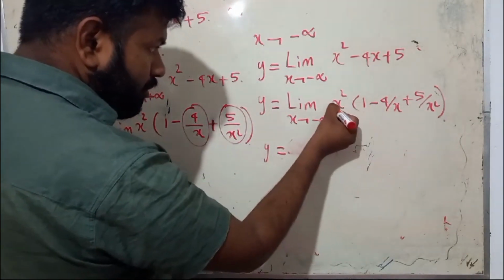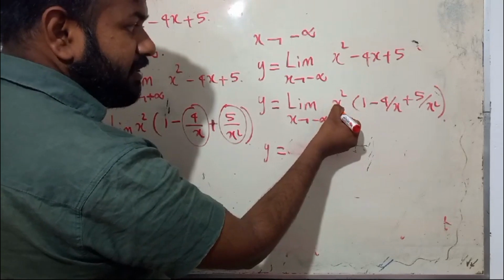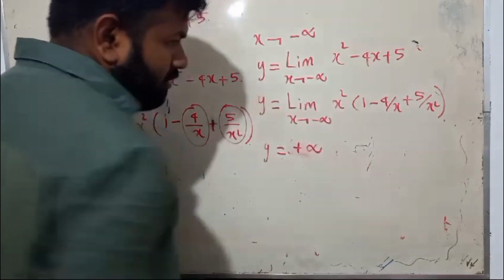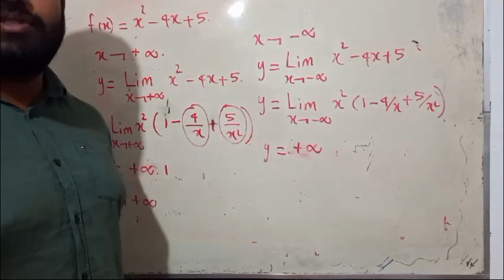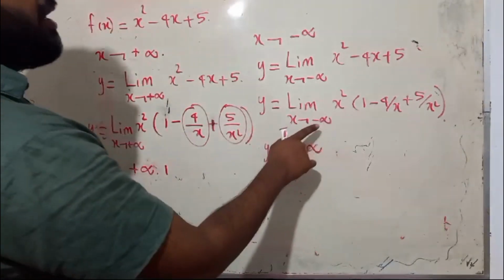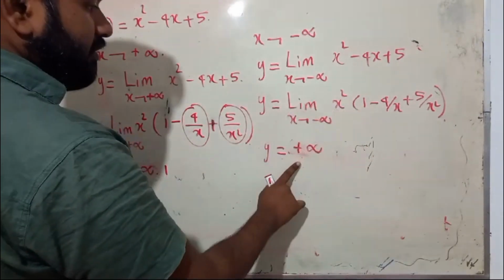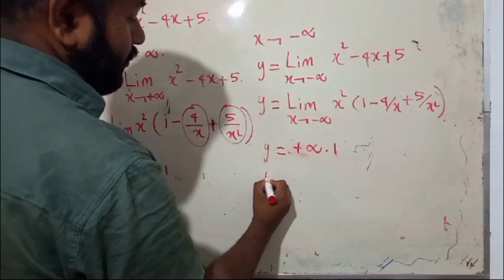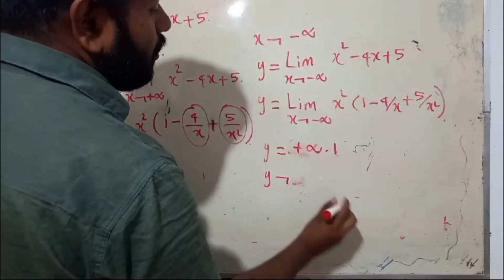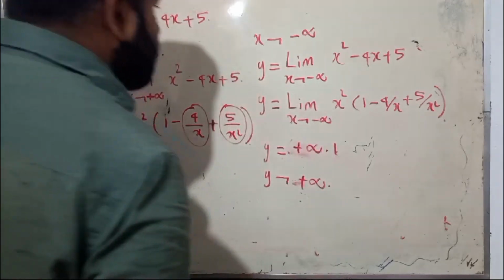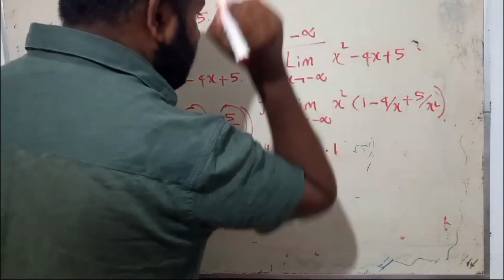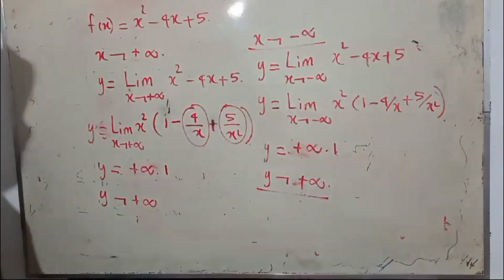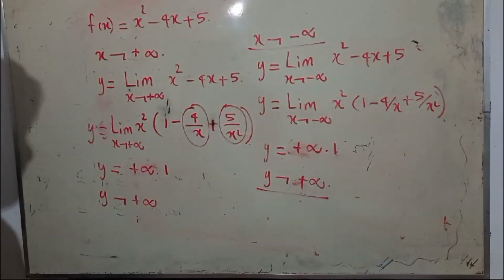So 1 into, if you substitute minus infinity in the square, that's going to give you a positive value, because the square of a negative number is a positive number. Similarly, the square of minus infinity gives you positive infinity, into 1. So y tends to plus infinity. Even when x tends to minus infinity, y goes to positive infinity. I hope you understand this one. Please pause the video and try to completely understand and do it by yourself, and we'll move on to the next section.